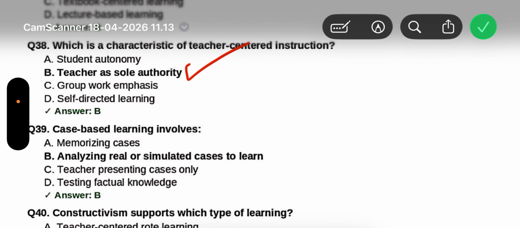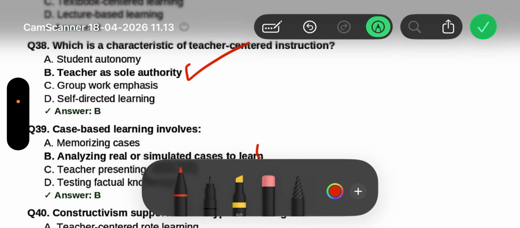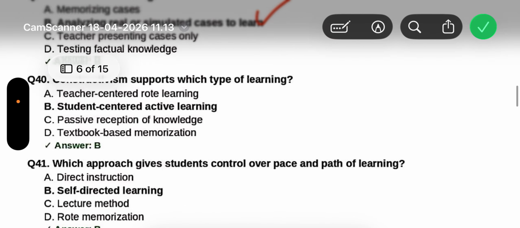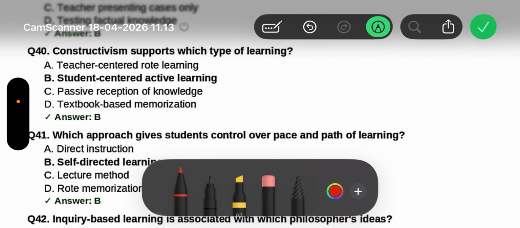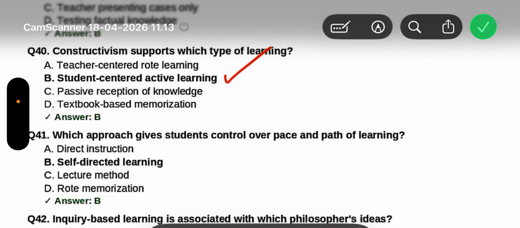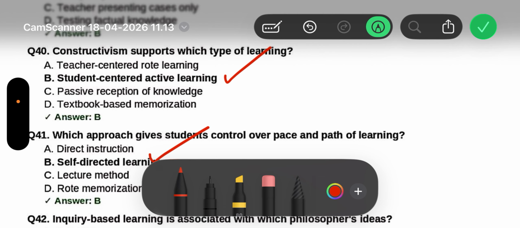Question number 39. Case-based learning involves analyzing real or simulated cases to learn. Question number 40. Constructivism supports which type of learning? Constructivism supports student-centered active learning. Question number 41. Which approach gives students control over pace and path of learning? Option B is correct. Self-directed learning.